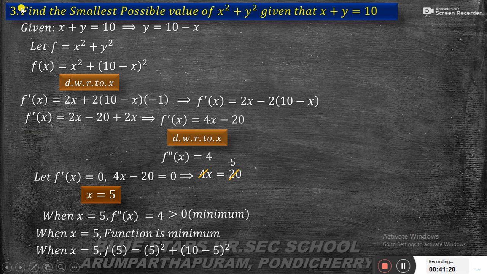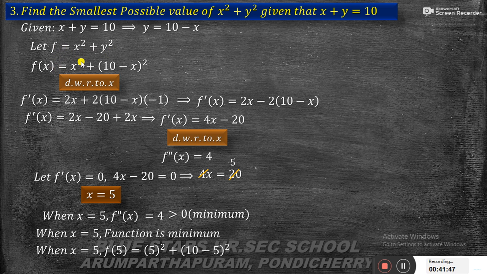So third problem: find the smallest possible value of x square plus y square, given that x plus y equal to 10. They ask to find the smallest possible value of x square plus y square. They gave the equation x plus y equal to 10, so y equal to 10 minus x. Now I take this function x square plus y square equal to f of x.